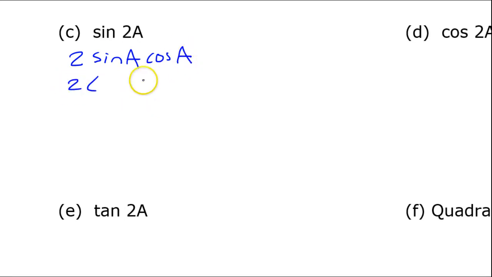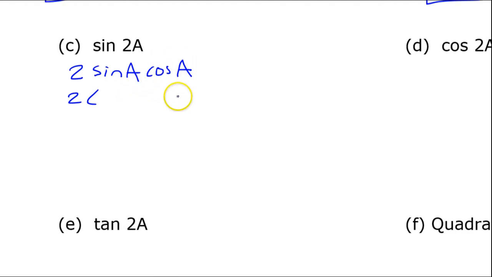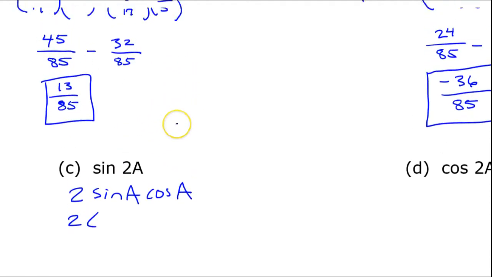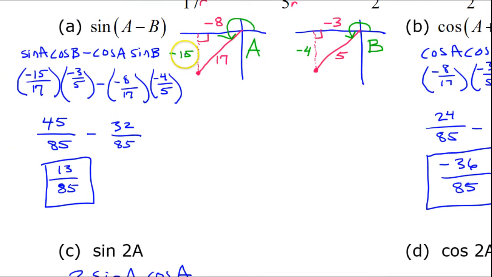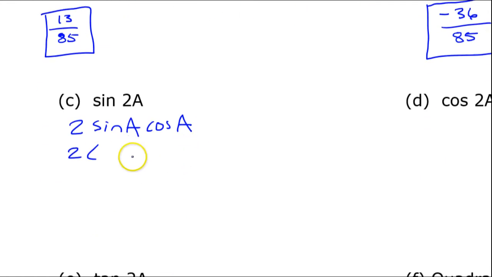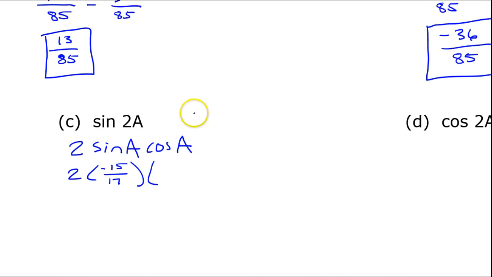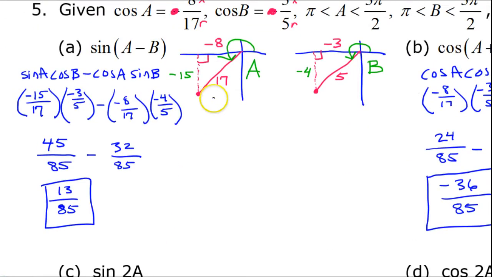So for this problem, we're only looking at angle A. So what is the sine of A? Looking back at that diagram again, that was negative 15 over 17. Okay, what about the cosine of A? That was negative 8 over 17.